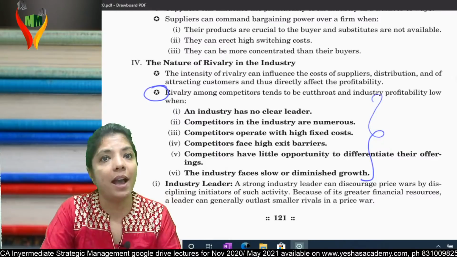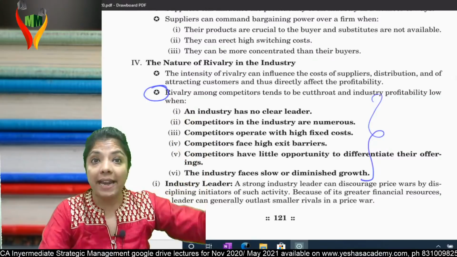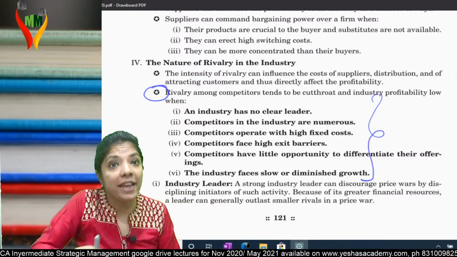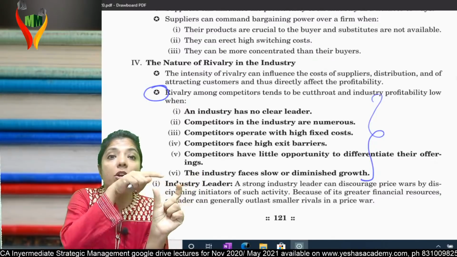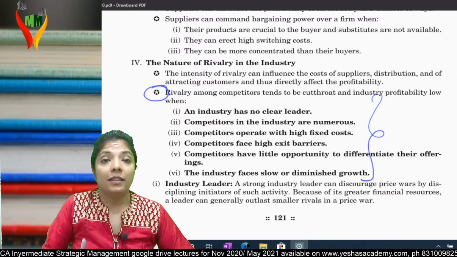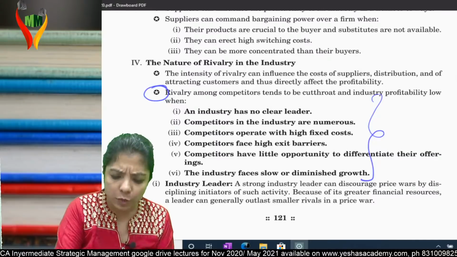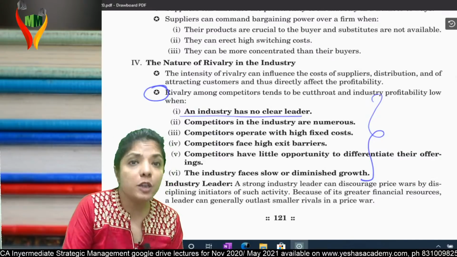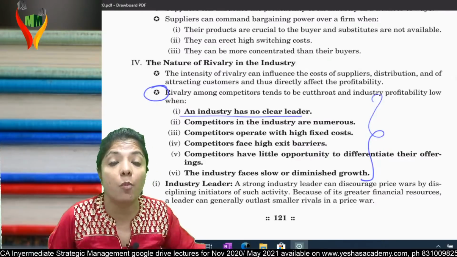Reasons behind price war. Now how they've explained it, they've given the heading above and then explained every heading. First they've given the heading of why price war happens, and they've explained how price war could have been avoided. So let's understand. First point, an industry may not have clear leaders. See, understand what is happening?